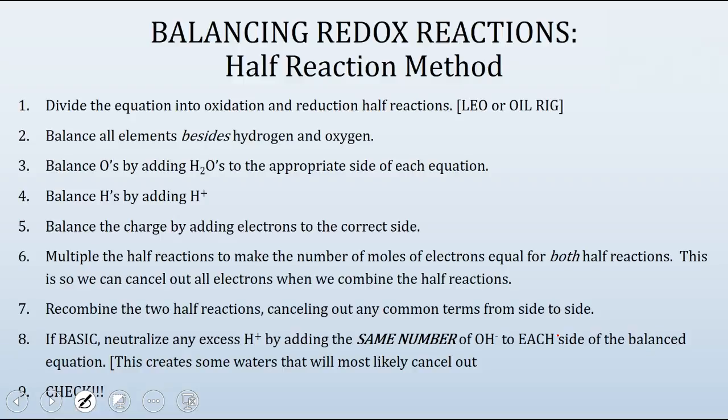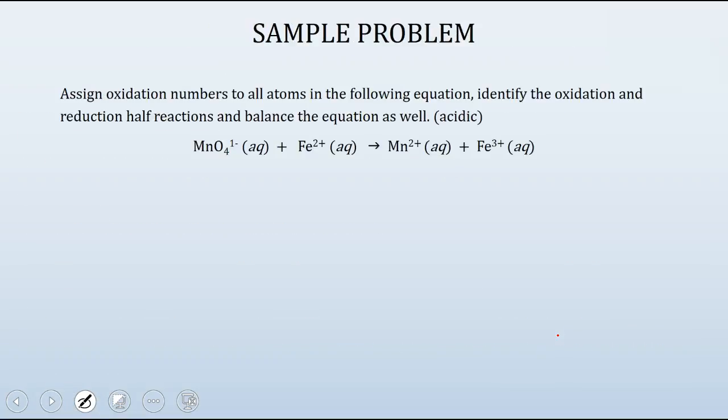Okay? After we've done that, we just double check. We double check to make sure we have the right number of each atom, to make sure that we have it done correctly. Okay? This is more complicated than you've ever done. So be patient and hang tight. Okay? So let's do a problem. Assign the oxidation number to all of the following equations, identify the oxidation and reduction half reactions, and balance the equation as well.